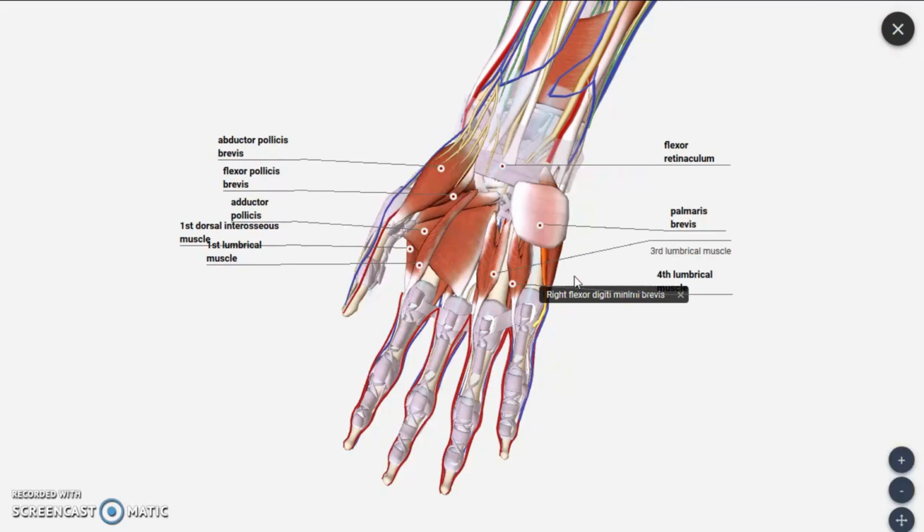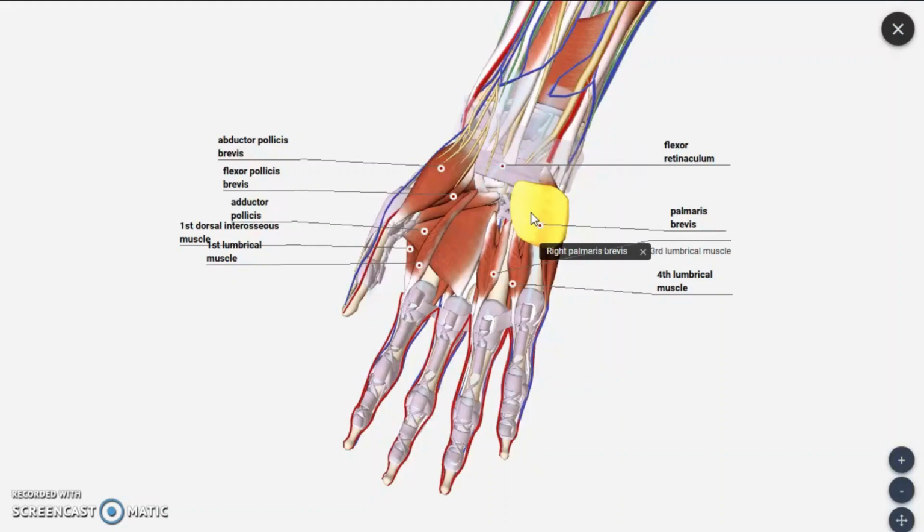Along with that we have one more muscle which does not contribute to the hypothenar eminence, and that muscle we call palmaris brevis. This is a special muscle because it is seen in the superficial fascia of the palm region. So this is a subcutaneous muscle. It is seen just below the skin, so we call it a subcutaneous muscle.